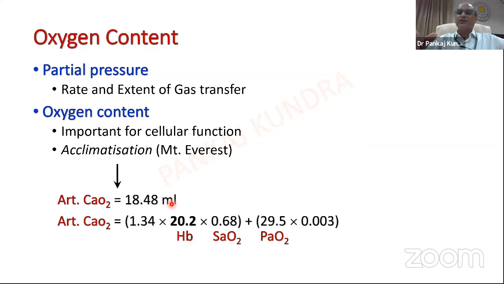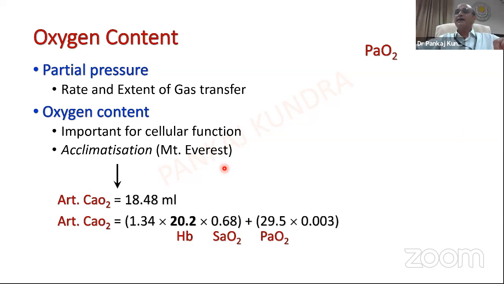So what we need to know is that for oxygenation to happen, the oxygen content is more important than the partial pressures. But yes, partial pressures have a role to play in increasing the oxygen content. If the partial pressures were low, the oxygen content would never improve unless the patient is acclimatized by increasing the hemoglobin, as happened at the summit of Mount Everest. Now let's talk about these two factors.